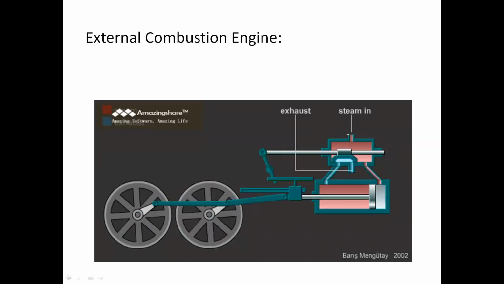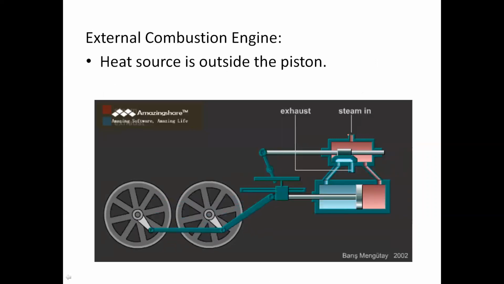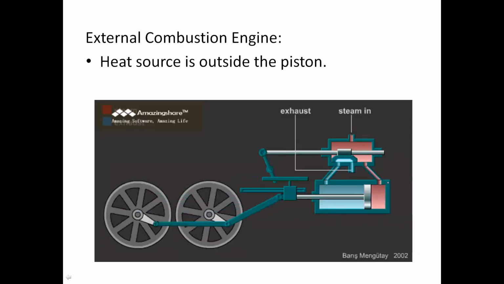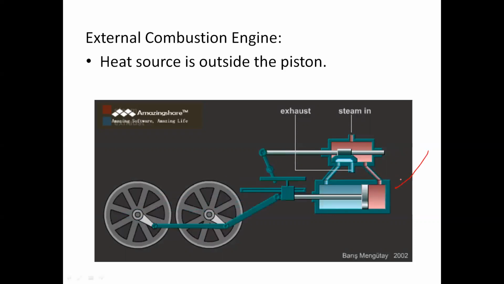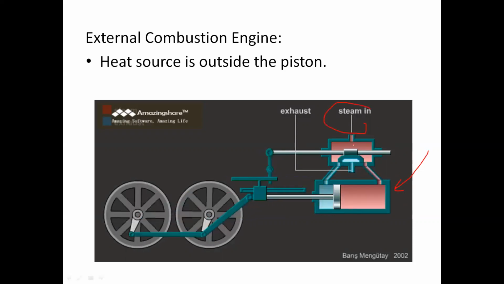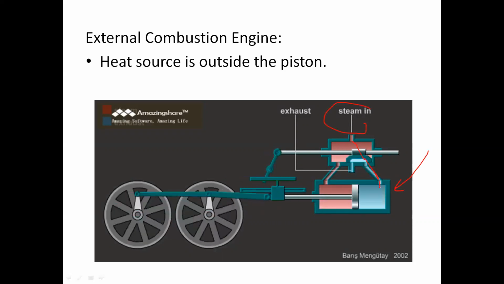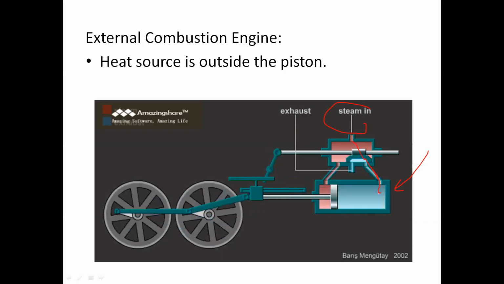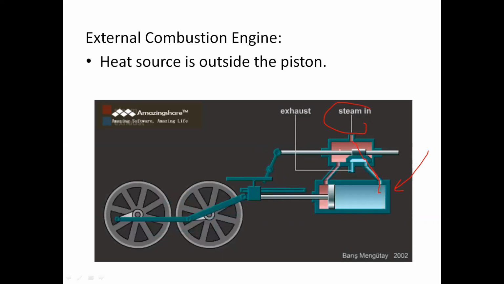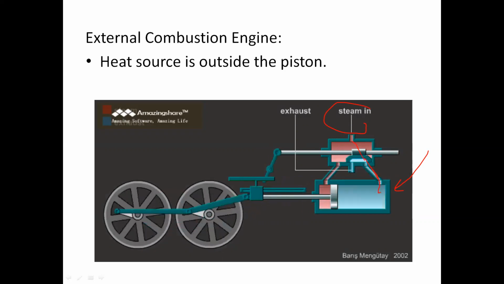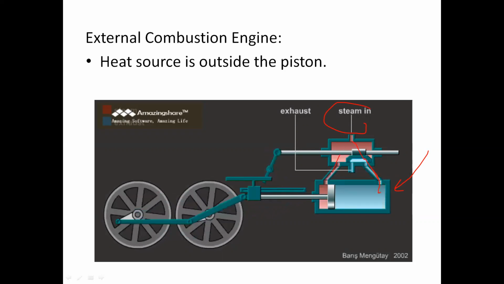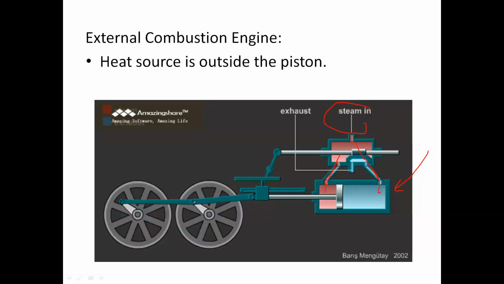Now for the external combustion engine, from the term itself, the heat source or the combustion occurs outside the piston. As you can see here in the example of a steam engine from a locomotive train, the steam is outside, and it feeds the steam here, goes inside the cylinder, and pushes the piston. And you notice there's an alternate outlet. Whichever outlet is open, that's where the steam goes in, and it pushes the piston either to the left or to the right, and it causes the turning of the wheel.